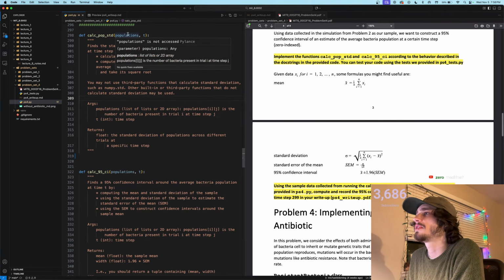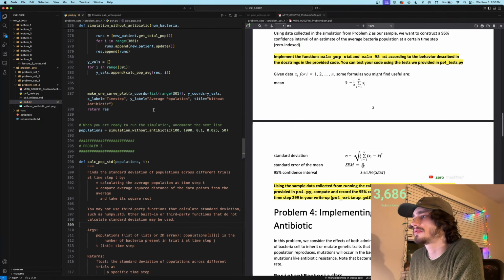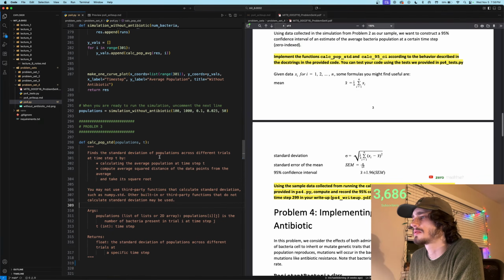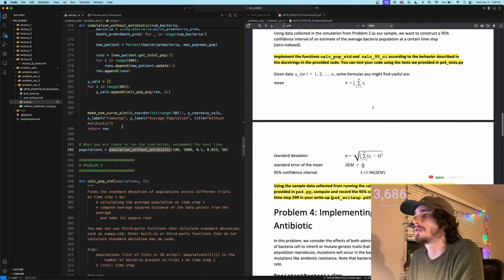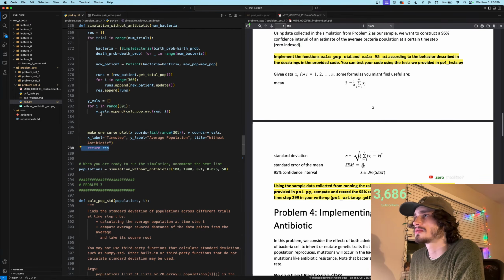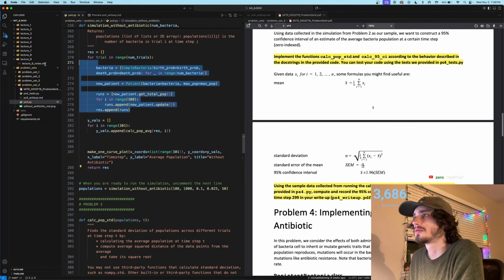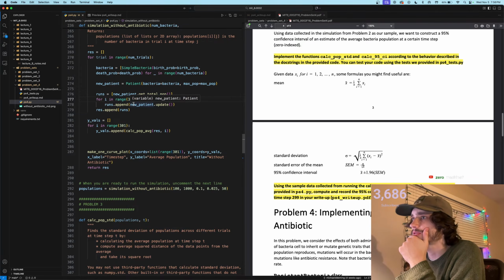Okay, so populations, doesn't mean types. So this is populations here, which is what's returned from simulation without antibiotic, which is this. Which is all of our run values.